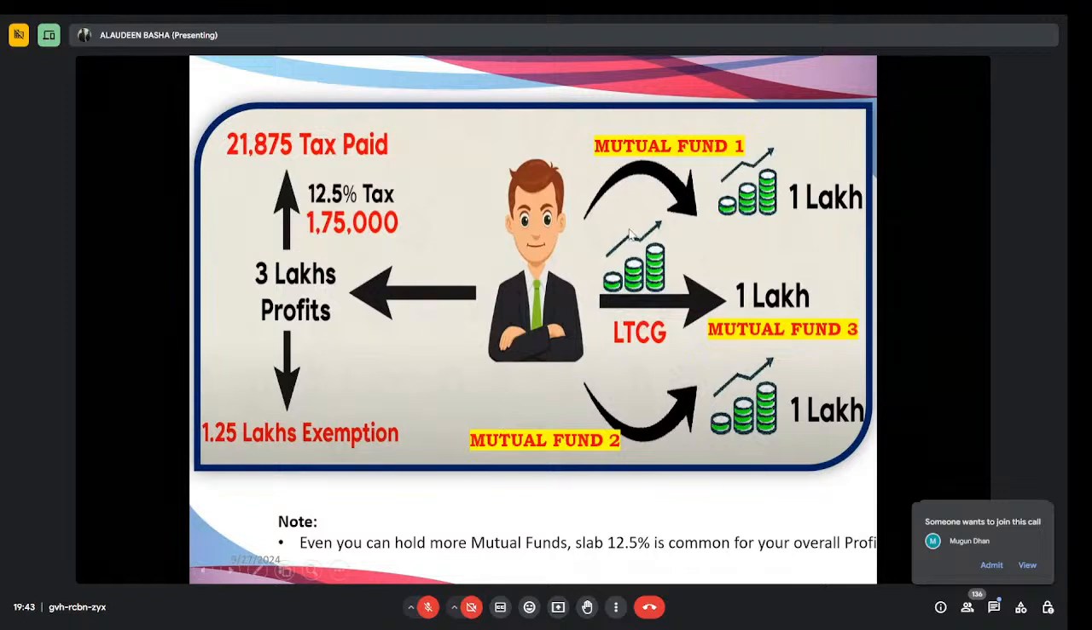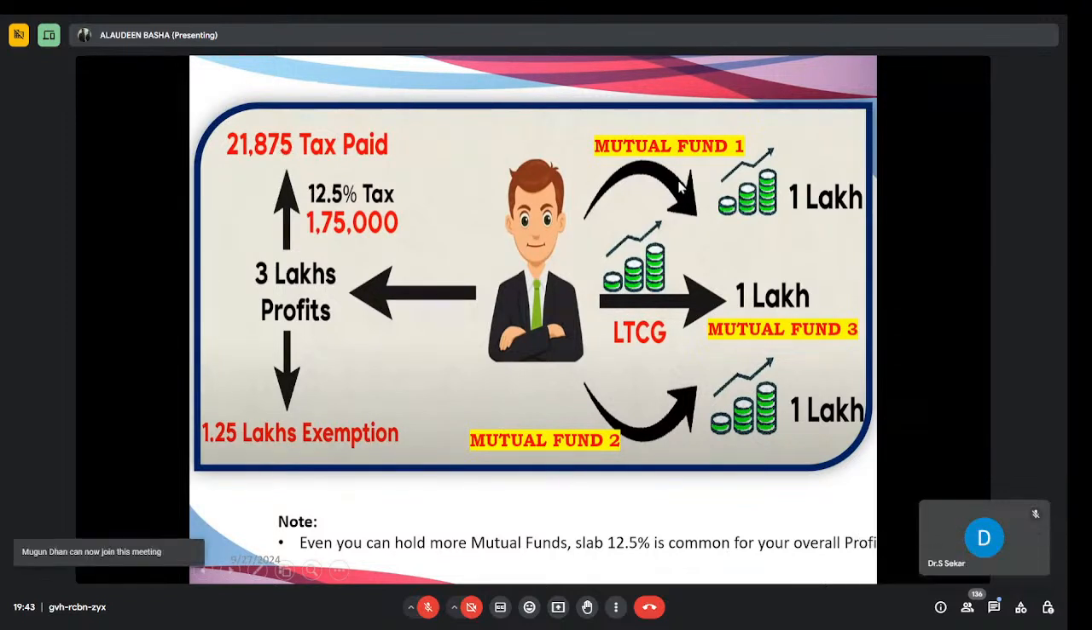Okay. Now, why I am putting this example: I think yesterday or the day before, some faculty member asked me, sir, if I have more than one mutual fund, will all the mutual fund profit be consolidated for the tax exemption, or is it separate? So that's why I'm putting in this diagram. Even if you hold any number of mutual funds, the 12.5% slab is common for your overall profit, not individual mutual fund profit. I repeat once again, even if you hold more than one mutual fund, the slab should be common for the overall profit of the mutual funds. For example, if you have 3 mutual funds, 1, 2, 3 like that.